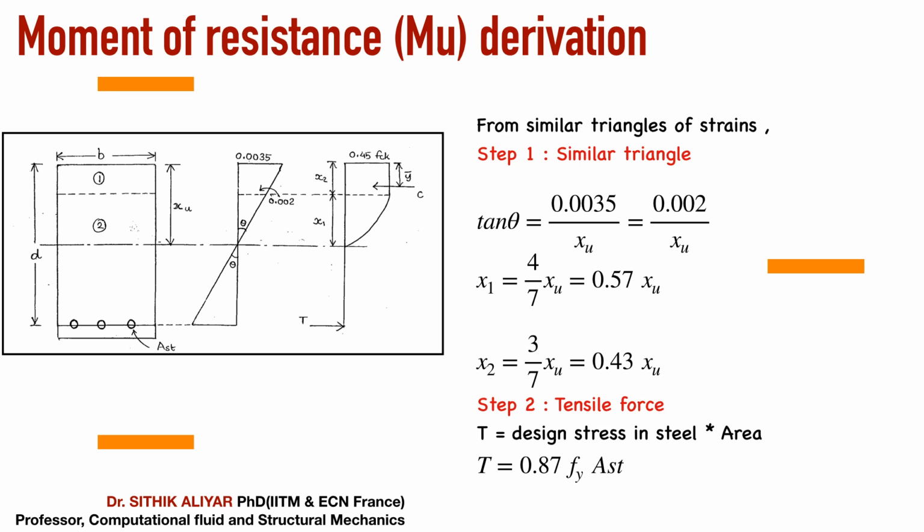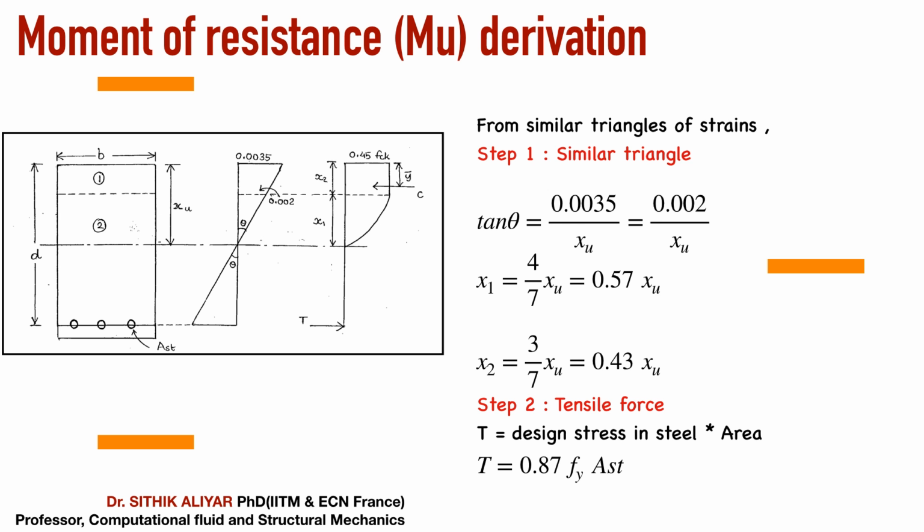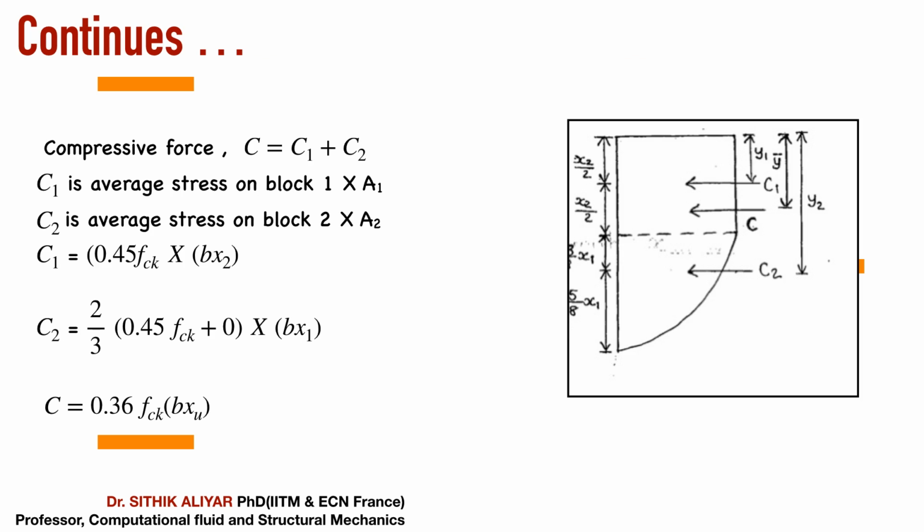Step 2, tensile force. What is tensile force? It is nothing but stress into area. We know the stress is 0.87 Fy, the stress value I explained in the previous slide, and the area is Ast, the area of the steel. So stress into area will give you the tensile force. So if you know how much reinforcement you are putting in the beam, you take that area, multiply by 0.87 Fy, and you will get how much force the beam can take. So going to the next slide.